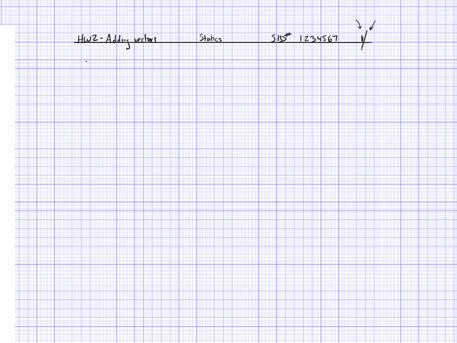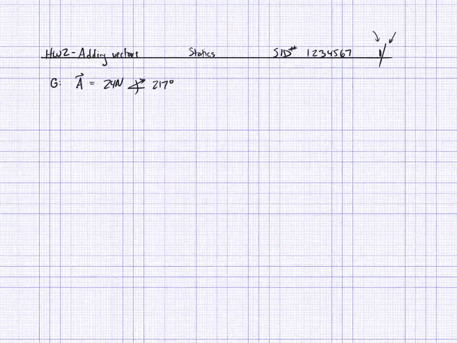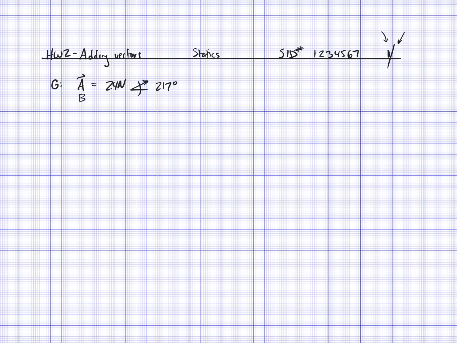Anyway, what we'd do is say "given." I'm going to write down what we were given. We're given that A equals 24 newtons at an angle of 217 degrees. Let me zoom in a little bit so you guys can see what I'm doing. And we'll do B equals 17 newtons at an angle of 102 degrees. These are annoying angles, right? Because they're greater than 90. But such is life.